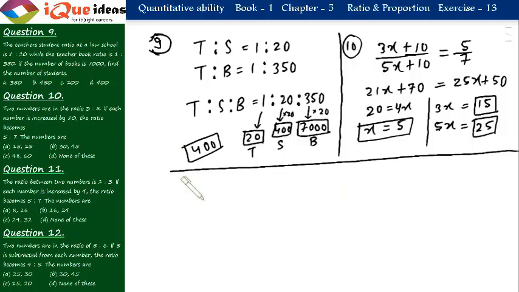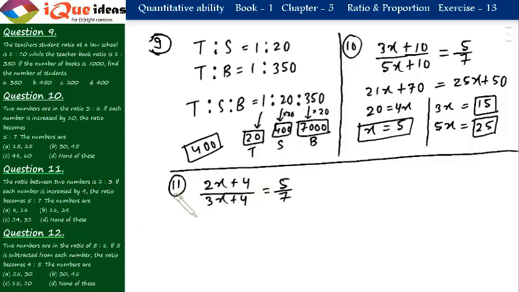Now let's take up question number 11. It says the ratio between two numbers is 2 is to 3. If each number is increased by 4, the ratio becomes 5 is to 7. Still the same process. We'll directly take the numbers to be 2x and 3x and add 4 to both. So each number is increased by 4. The new ratio is equal to 5 is to 7 again. So calculate the value of x.